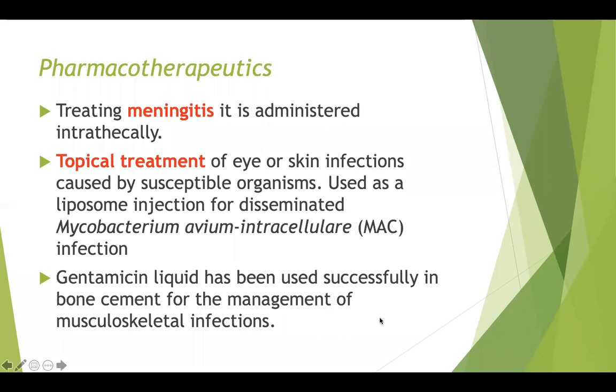Gentamicin liquid has been successful in bone cement for the management of musculoskeletal infections. Okay, so there is a liquid form of gentamicin, and they are using it for musculoskeletal infections, or infections of the bone. So during surgery, sometimes they need to implant a prosthesis. Like for example, there is a broken bone and the bone cannot be replaced. Like for example, in the case of a fractured humerus.